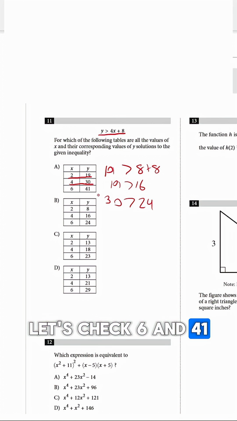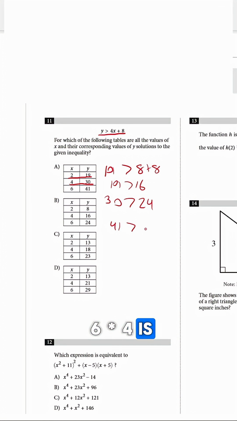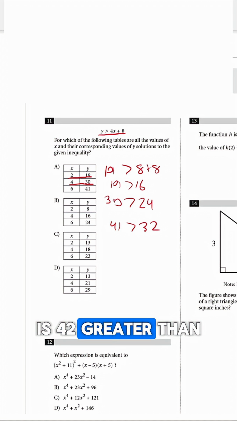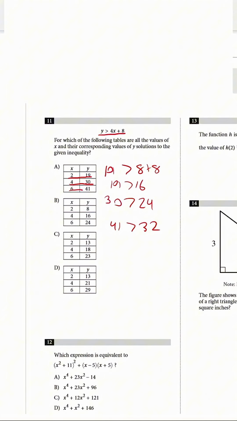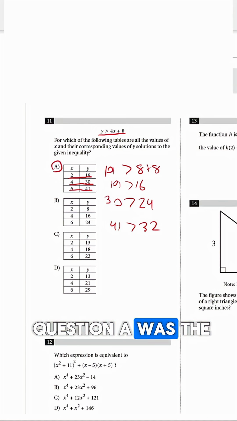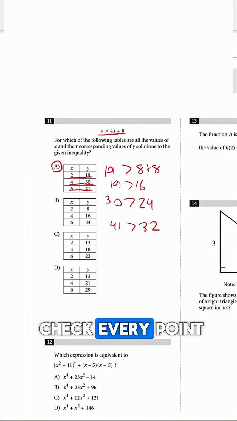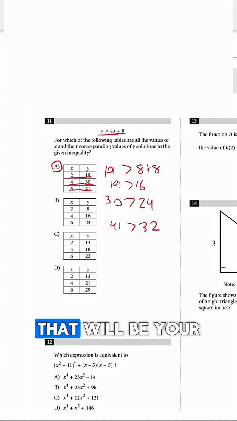Okay, let's check 6 and 41. 41 is greater than 6 times 4 is going to be 24, and 24 plus 8 is 32. Is 41 greater than 32? Yes, so this point also works. So it happens to be that in this question, A was the right answer. But sometimes not every single one of them will work. So make sure you check every point, and as long as each one of them works, that'll be your answer.